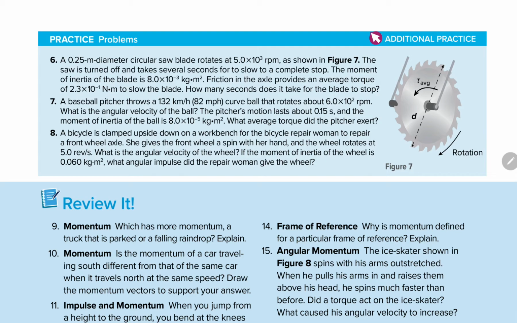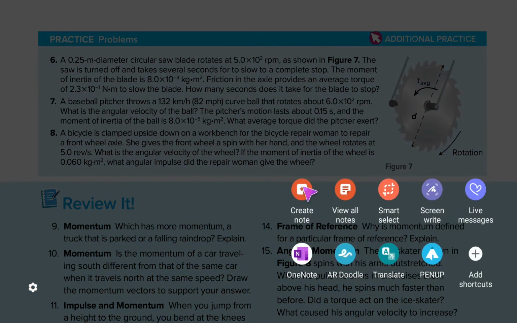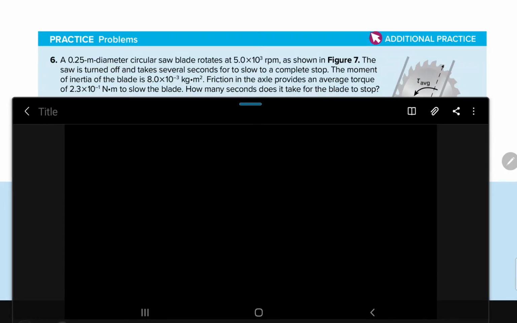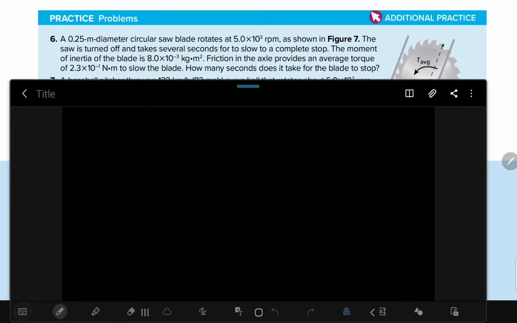So, as we learned in the beginning, we will write the known and the unknown from this question. I will solve it here, question number 6. In the beginning, I will write the known, and here we have the unknown. So the known here: in the beginning we have a diameter, so the diameter is equal to 0.25 meter.